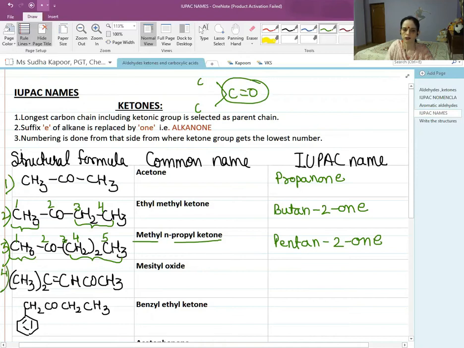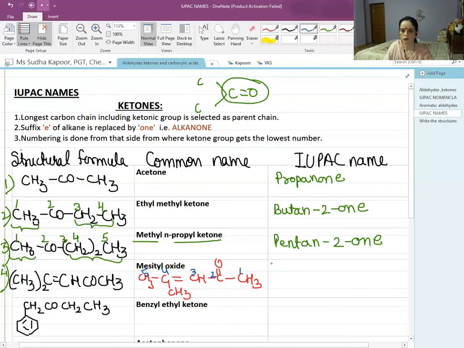Now in the fourth example, it is (CH3)2C=CHCOCH3. This part is known as mesityl oxide. So let us draw a small structure of it so that the naming becomes easier: CH3, CH3, then double bond CH, CO, CH3. So students, while naming it, first of all, we have to give the number to every part: 1, 2, 3, 4, and 5. So the methyl is attached on the 4th carbon, and the double bond is present on the 3rd carbon.